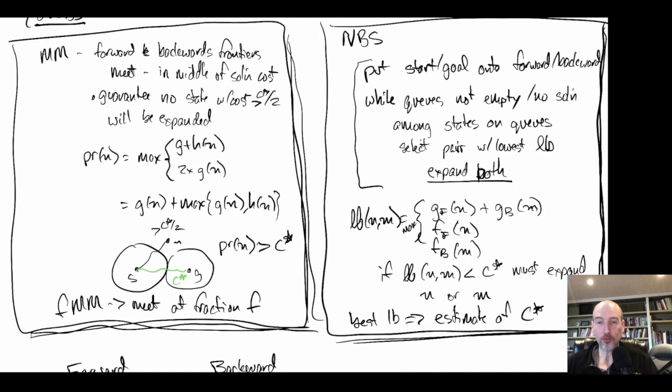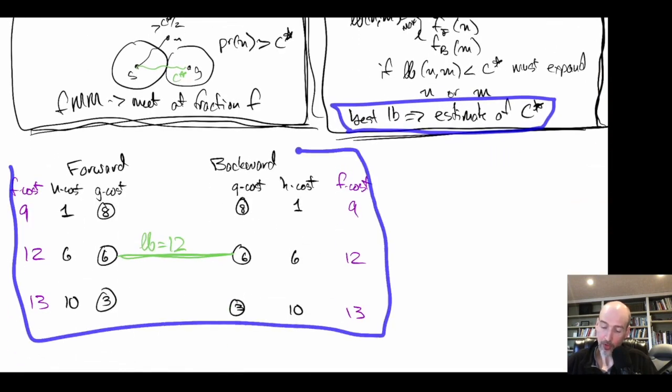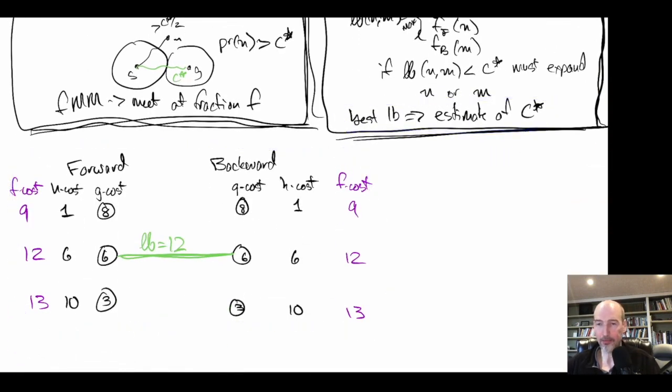And so what we're going to do is start with an estimate of, for instance, C star equal to 0. And then I'm going to describe some data structures which are going to allow us to not only get an estimate of C star, but they're also going to allow us to efficiently compute what pair of states have the minimum f cost. Okay, so let's take a look at that and see how we can do this.